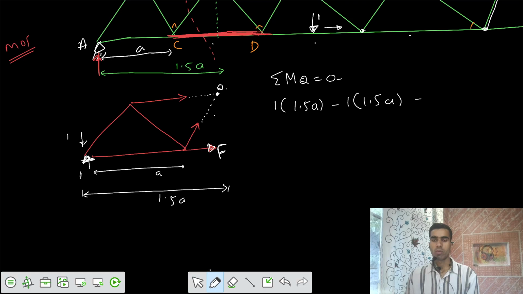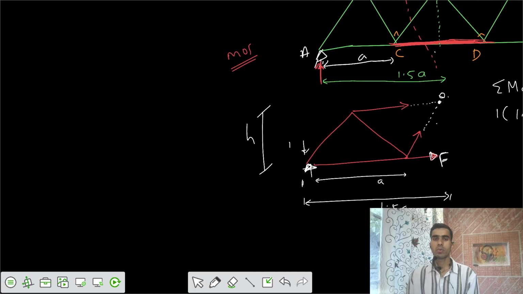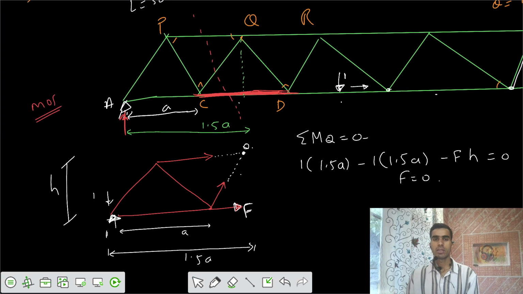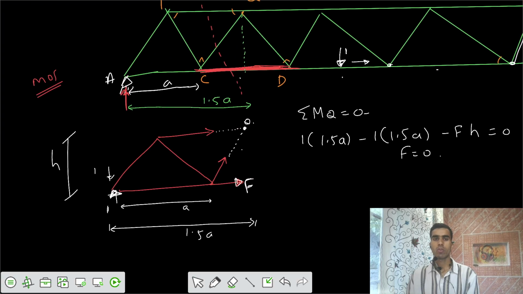So then we have one more minus times F into some height of H equals 0. So F equals 0. For the first case, the load was placed at support A, so the ordinate of the ILD is equal to 0. So the first ordinate is 0, and we need to get the ordinate at point C when the load is at point C.